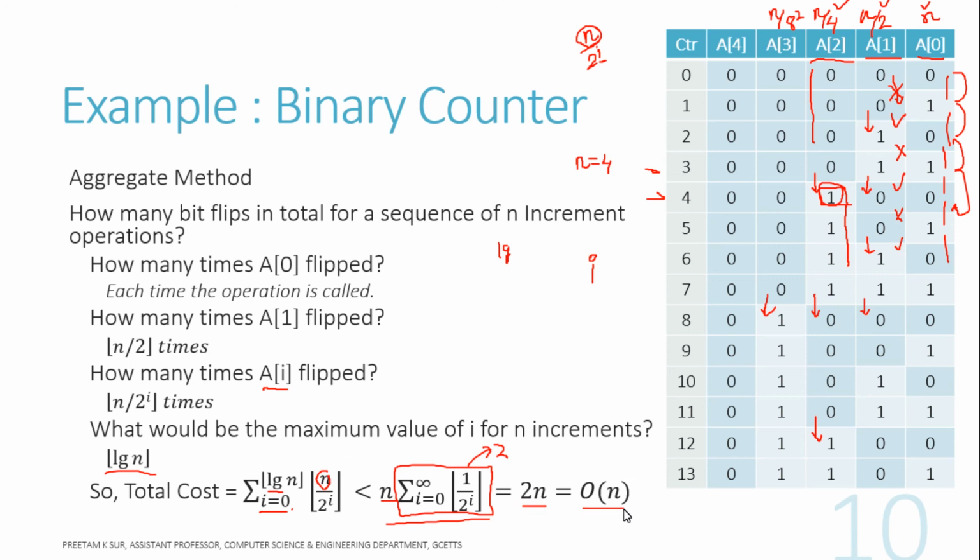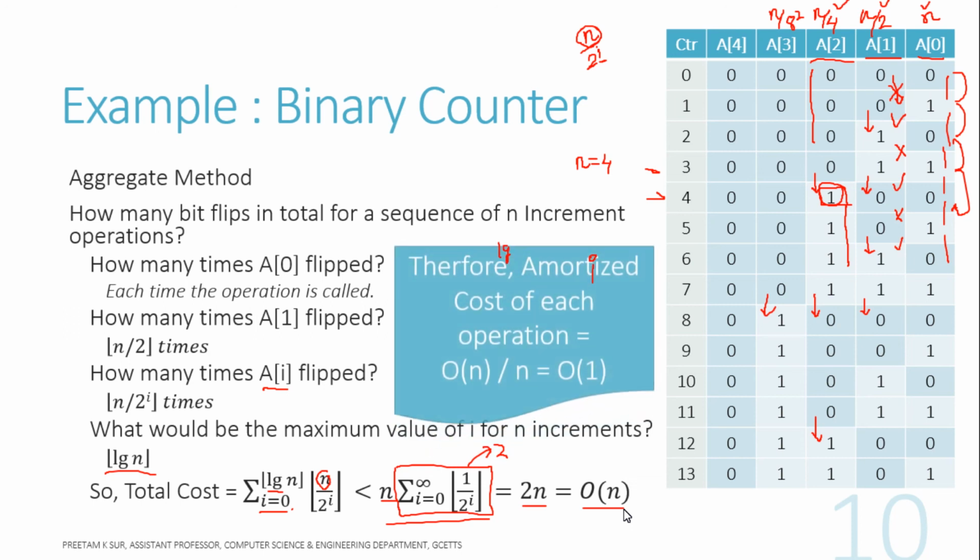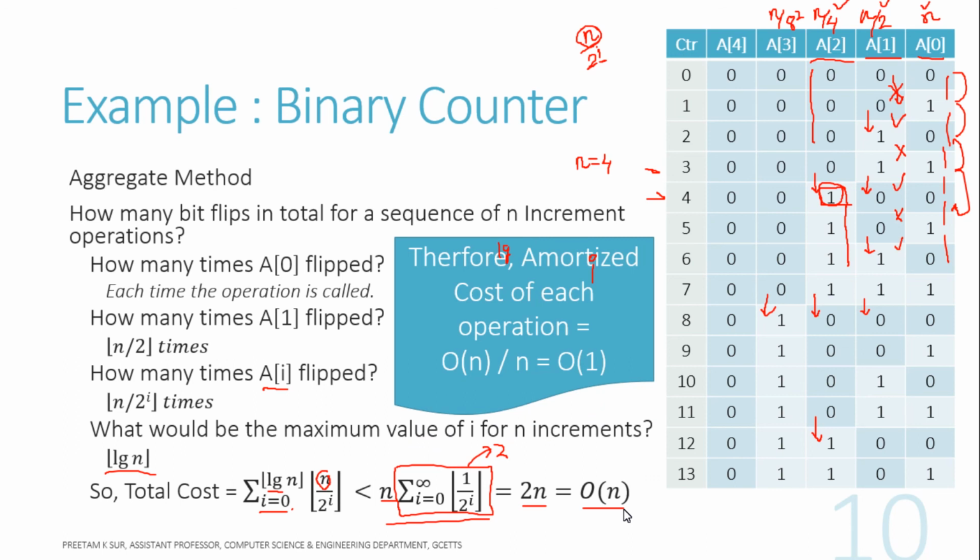So the number of bit flips in a sequence of n increment operations is nothing but order of n, right? That is what we have found from this aggregate analysis. Hence, as per the aggregate analysis, the amortized cost of each increment operation is the average, which is order of n divided by n, that is order of 1. So as per the aggregate method, the increment operation has an amortized cost of order of 1, even if it has a worst case complexity of order of n.